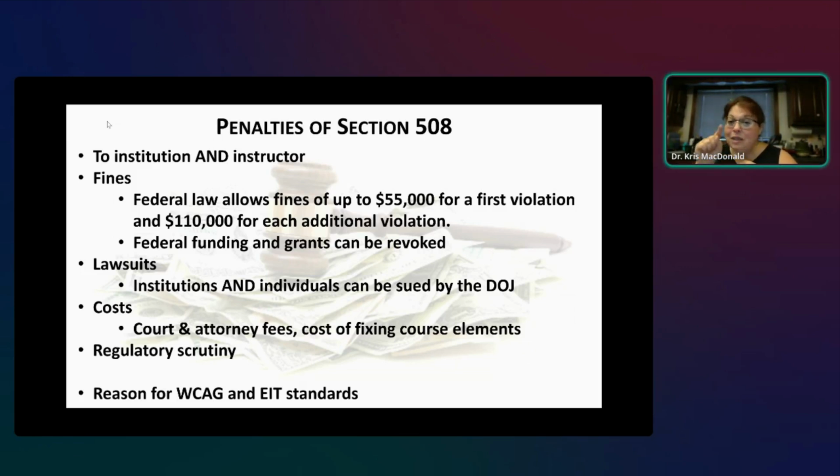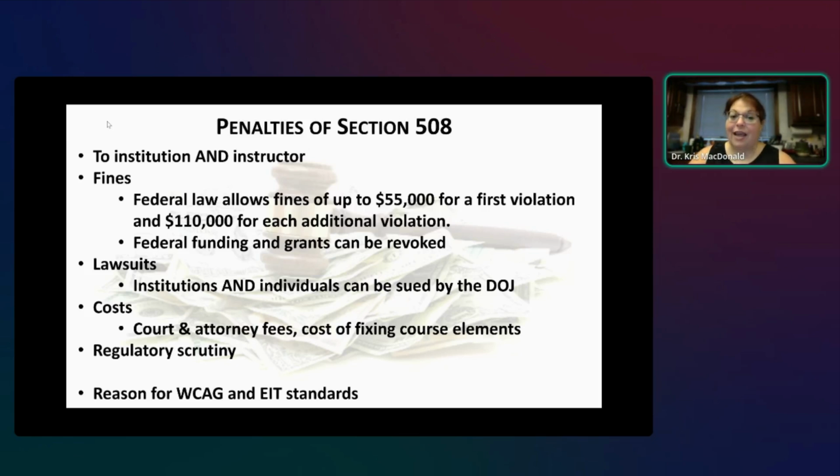So this can be in addition to the ADA fines from the other slide. So the other slide was federally 75,000 for the first violation and 150 for each additional violation. So this one's a little cheaper. So first violation is 55,000. Each additional violation is 110,000.